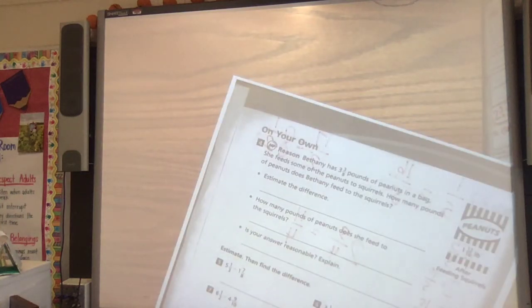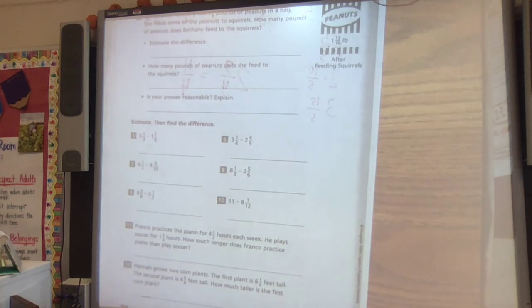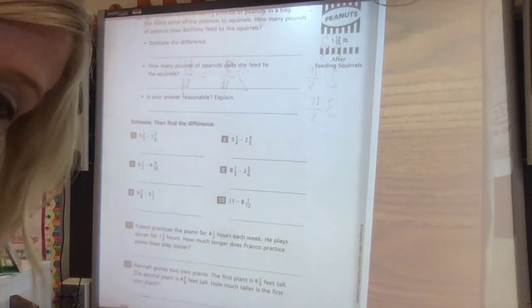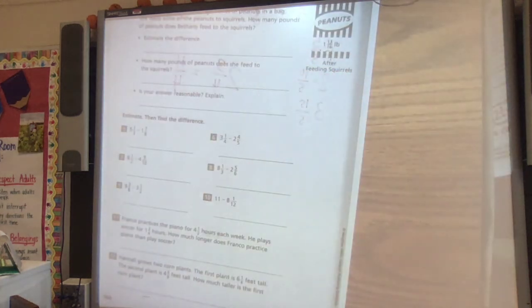All right, let me see how much time we got. We'll go ahead and stop there. Okay, so complete your homework for tonight, page 63, odds. Do your very best.